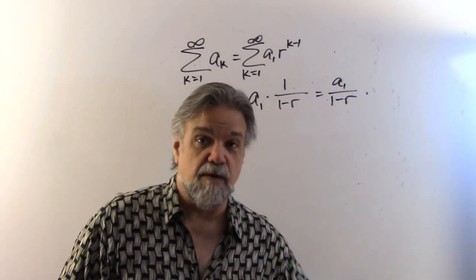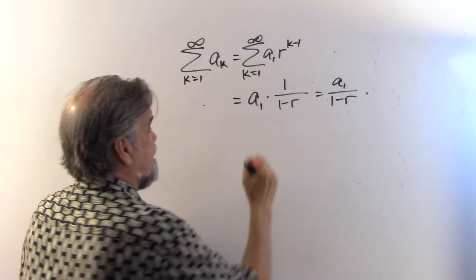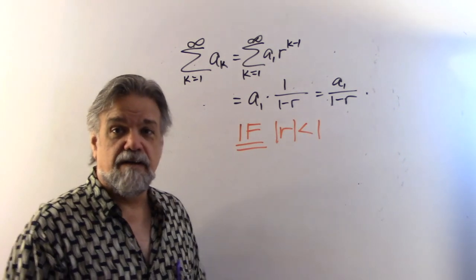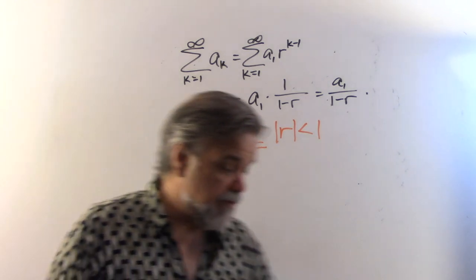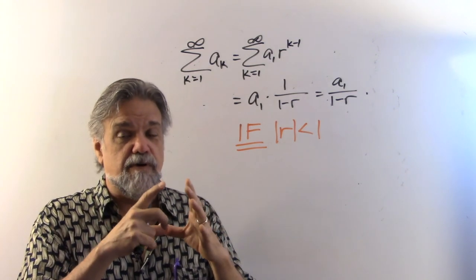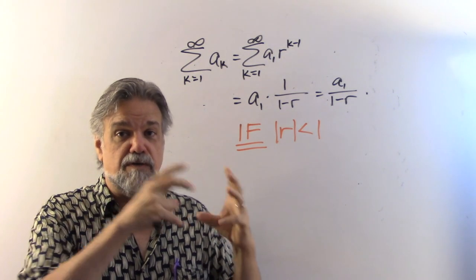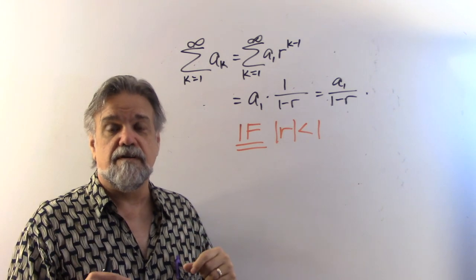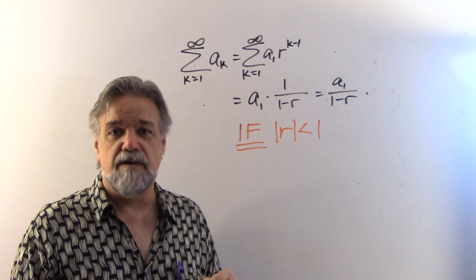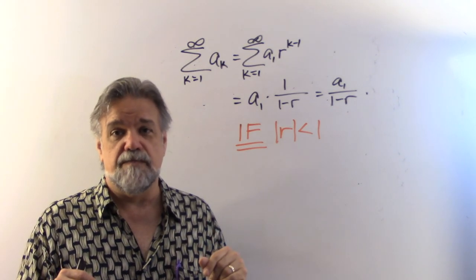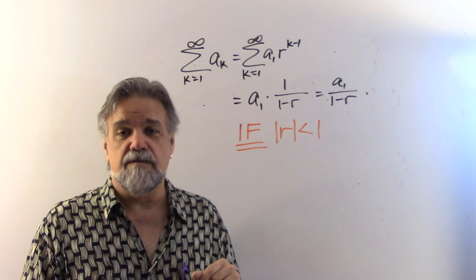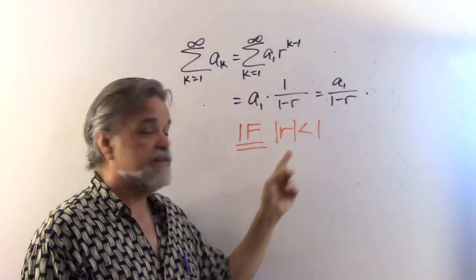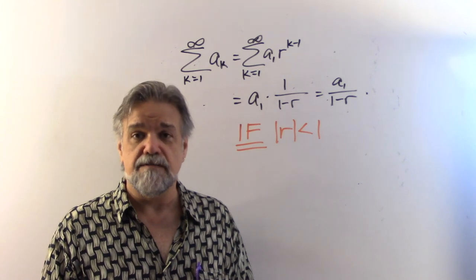If, and this is a big ol' if here, if the absolute value of r is less than 1. Because remember, we had to say 3 fourths is a little number, and every time you multiply by 3 fourths, your product gets smaller and smaller. r has to be a little number, and by little, we mean it's between negative 1 and 1. Or in other words, the absolute value of r has to be less than 1. If r is 1, we don't get an answer. The word that we use is that the series diverges, and you don't get a finite answer. If the absolute value of r is less than 1, then the series converges, and you get a finite answer. Let's do another one.